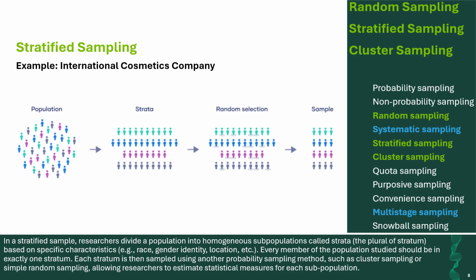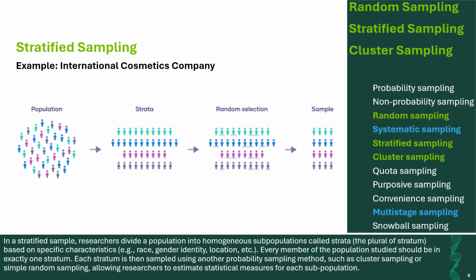Back to stratified sample in a little bit more detail. You can see details on the bottom of the screen as well as the process going through from one step to the next step. But in a stratified sample, researchers divide a population into homogeneous subpopulations called strata, again, the plural of stratum, based on specific characteristics.